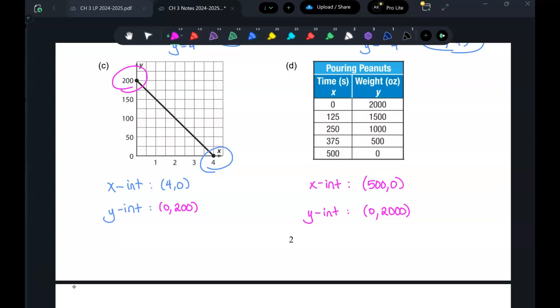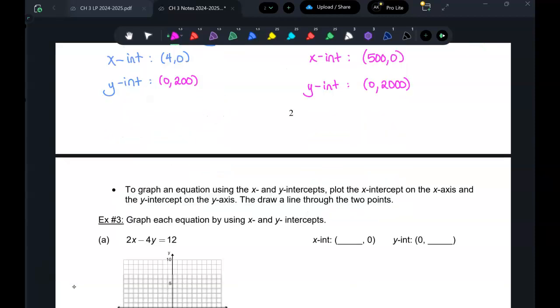Whenever it's the y-intercept, yeah, that was very first confusing in this case. I still don't understand this in this case. Okay, so you want to look for when it's the y-intercept, the x is 0. So 0 comma 2000. When it's the x-intercept, the y is 0.